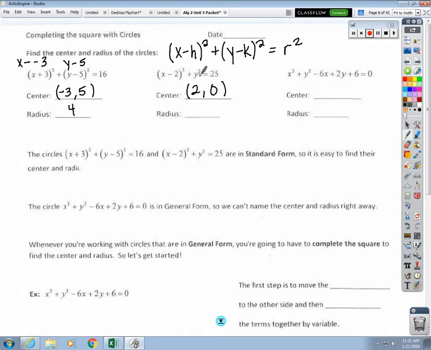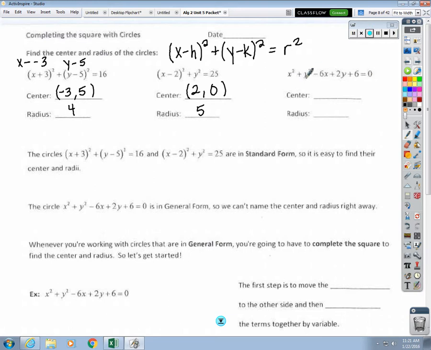Positive 2, and then look, there's nothing added or subtracted from the y squared, so that means the k value was 0. 5 is the radius. And the radius is 5. Very good. Is there such thing as plus or minus? No. Okay, now look at this last one.